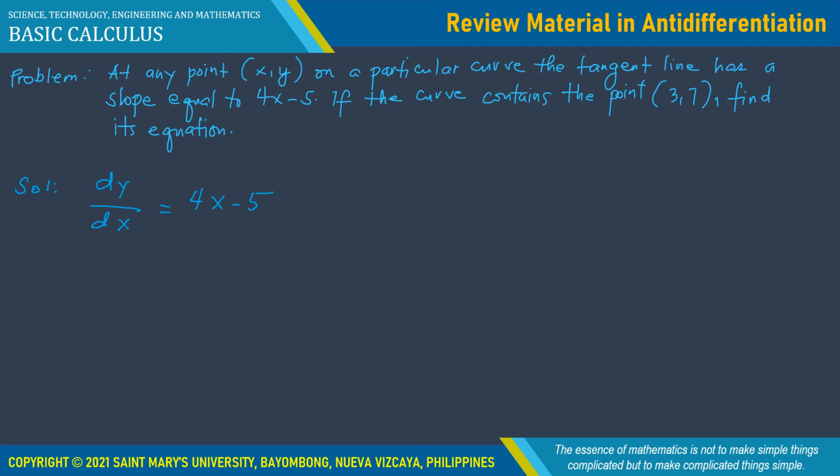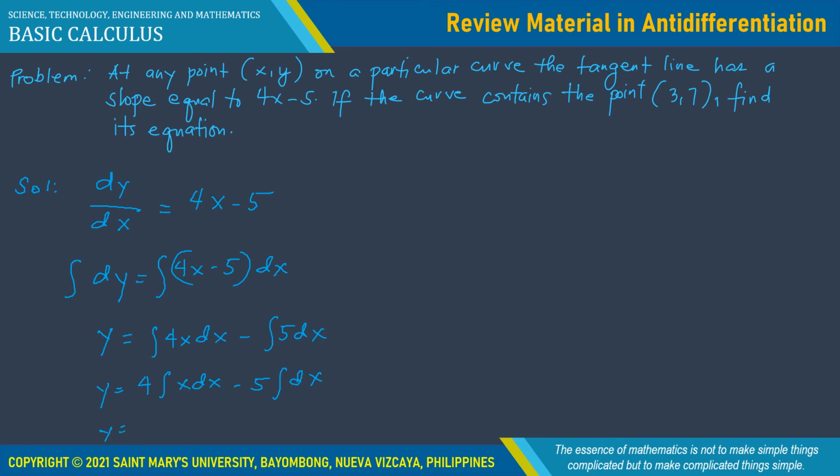Then, para masolve natin ito, multiply natin both sides by dx. So, kaya magiging dy equals 4x minus 5 dx. So, separable differential equation siya. Then, kunin natin ang kanyang integral para masolve. So, the integral of both sides of the equation. So, the integral of dy is y equals, so the integral of 4x minus 5 is the same as integral of 4x dx minus the integral of 5 dx. Okay? So, we have labas yung 4. So, we have x dx minus 5 integral of dx.